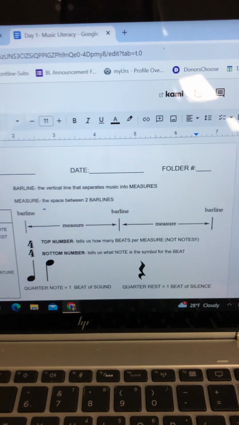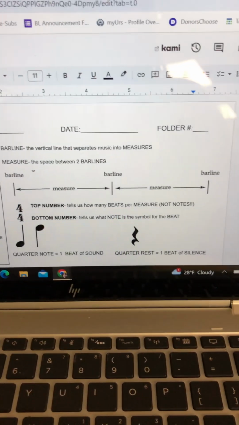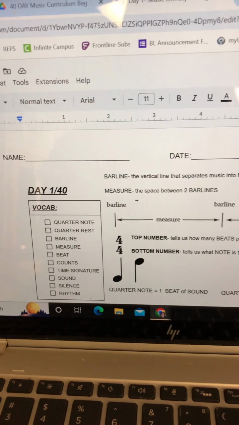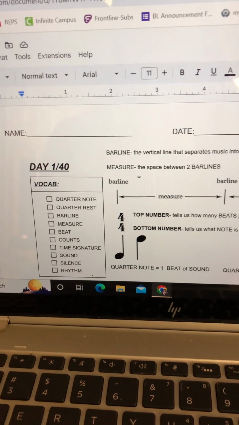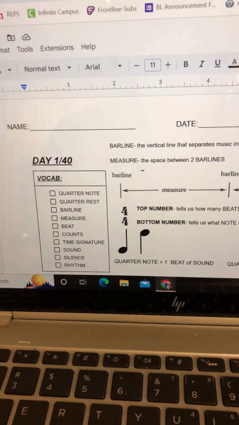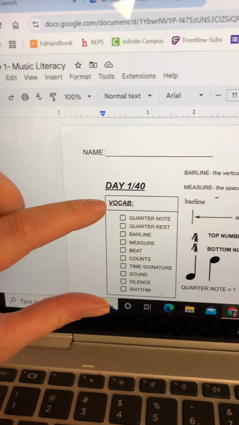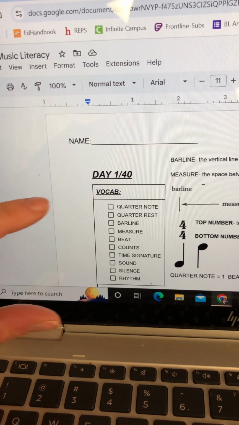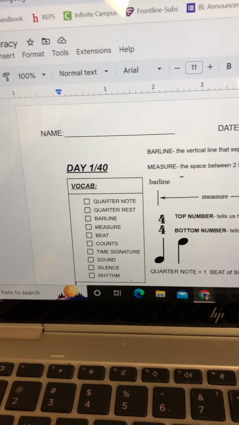Okay, here is day one for the beginning choir. You should have a worksheet that looks exactly like this. Normally I would be teaching this to you, but since I'm gonna be out for a little bit, you have to deal with this. Okay, so does everyone see this list of vocab? These are the words that I really need you to lock in and pay attention to, okay?